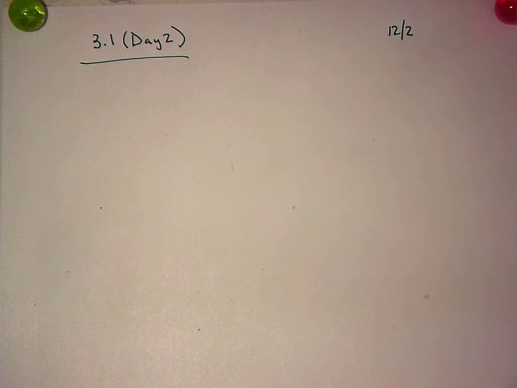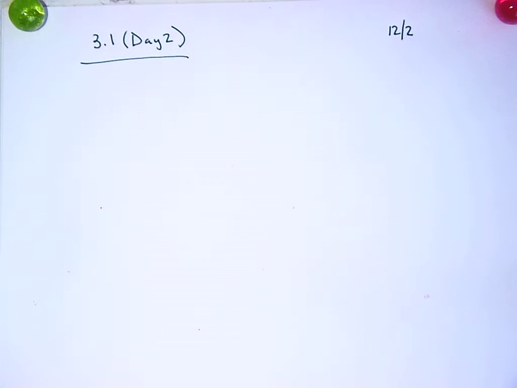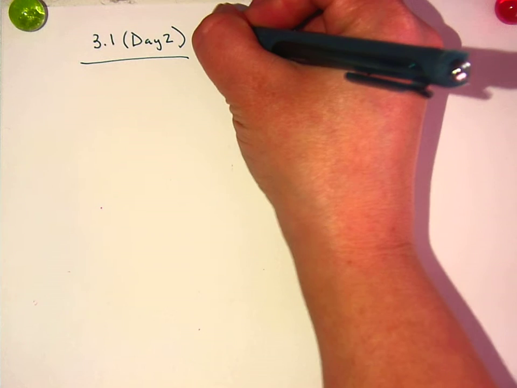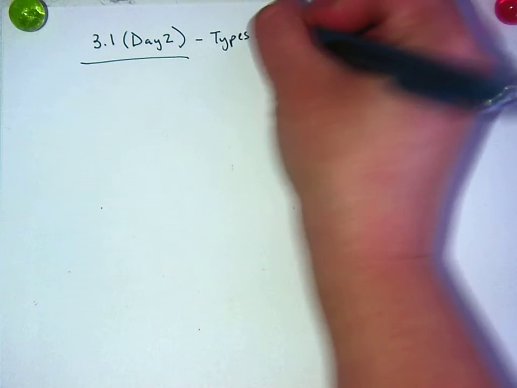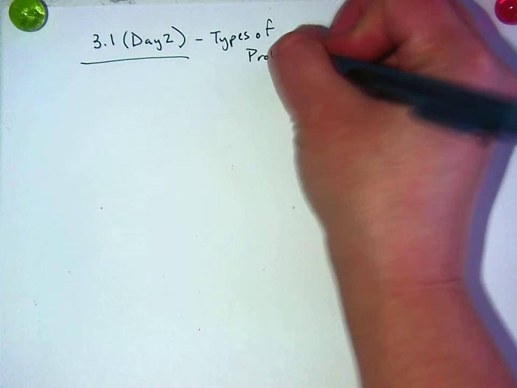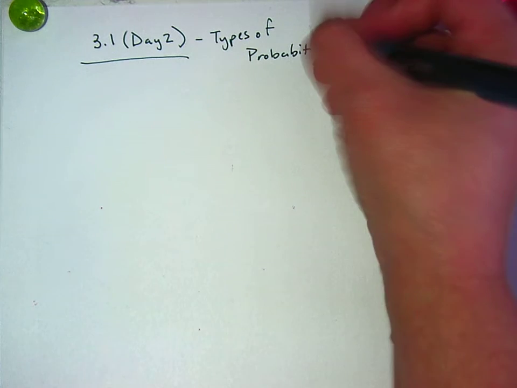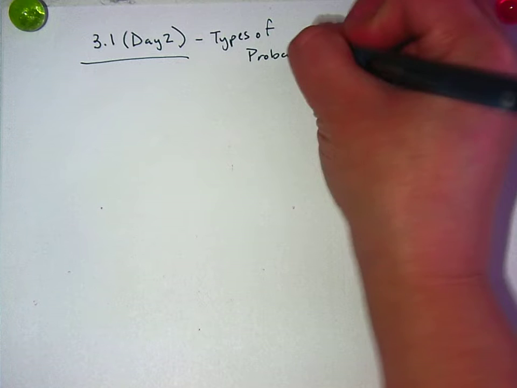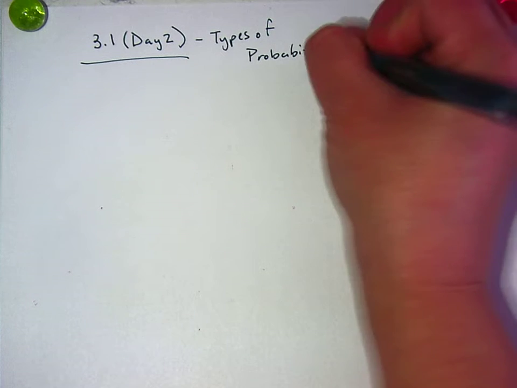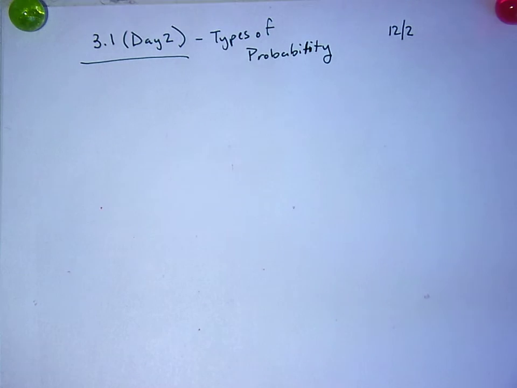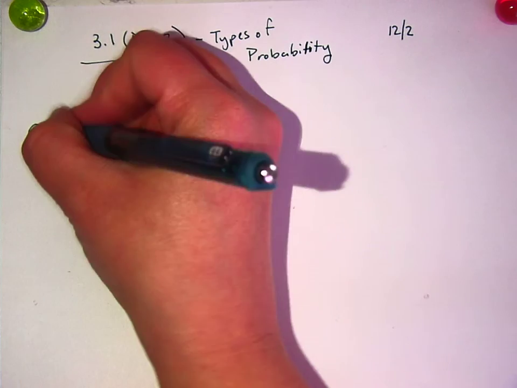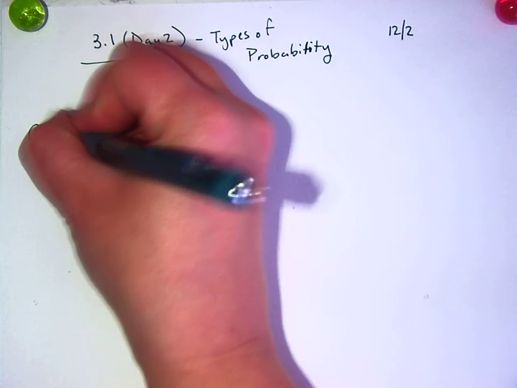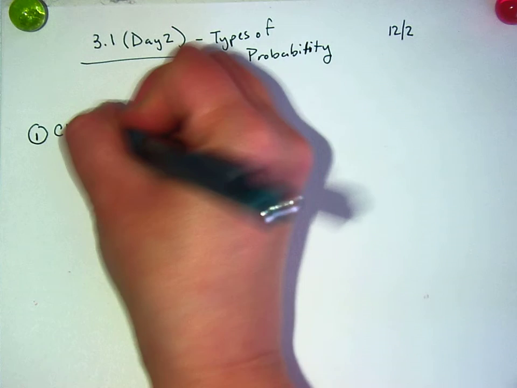Just like, excuse me, and everybody else is like, it'll be fine. Just pay attention. All right, 3.1, day 2, we're talking about types of probability. All right, so there are 3 types of probability. Number 1 is called classical probability.